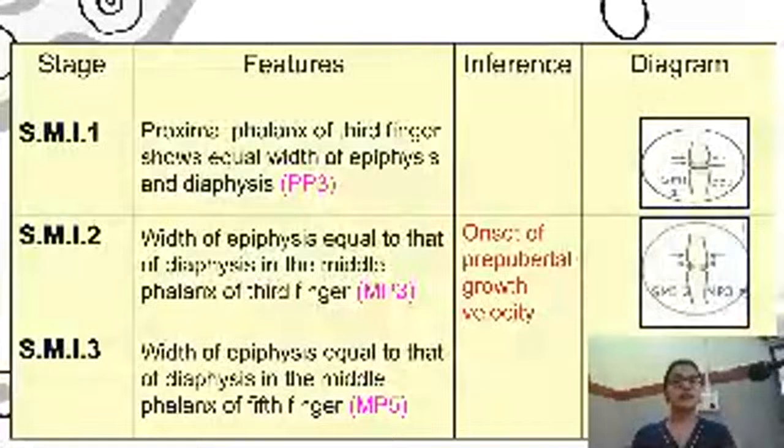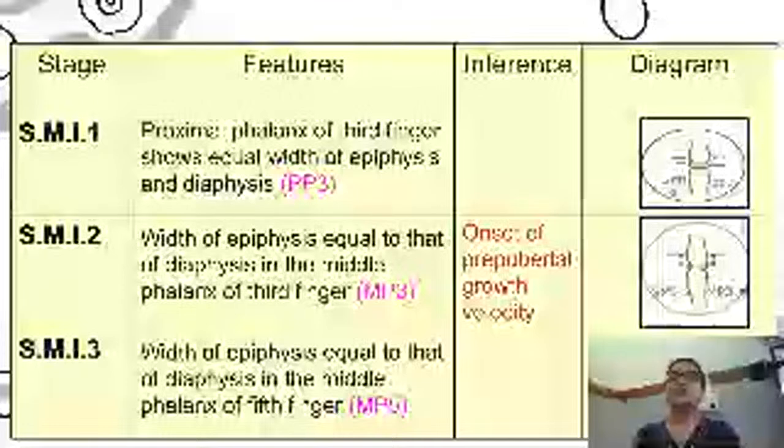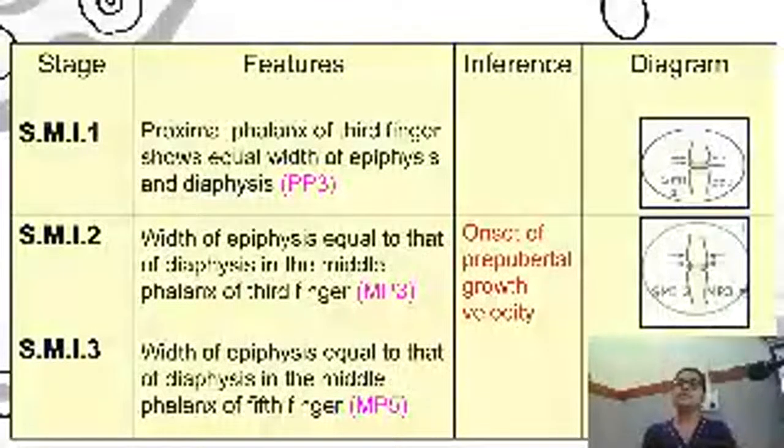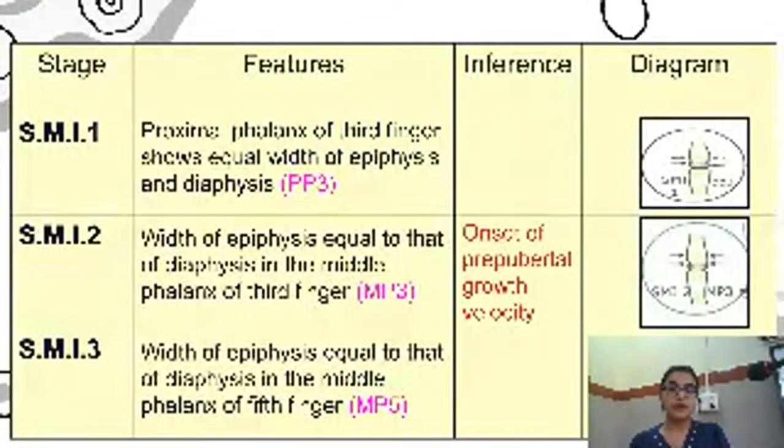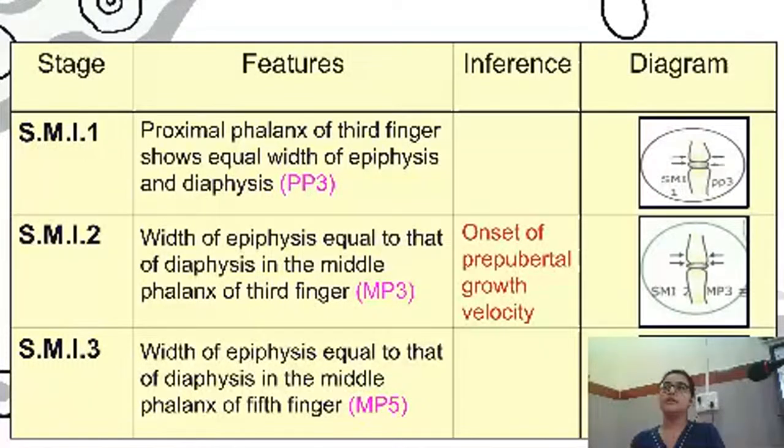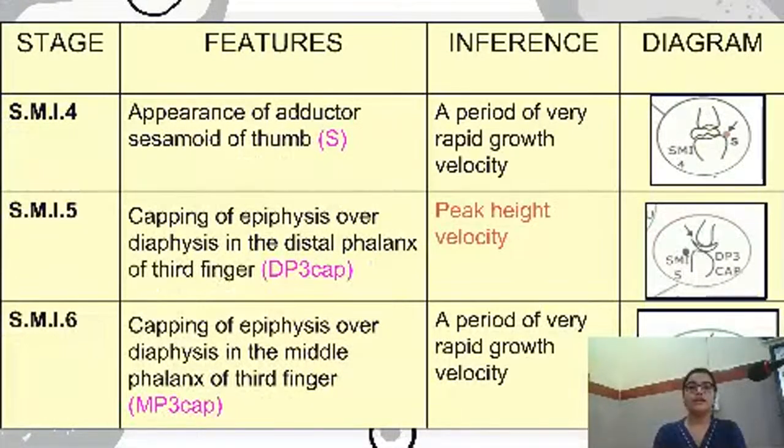In stage 1, the proximal phalanx of the middle finger shows equal width of the epiphysis and diaphysis. In stage 2, the width of the epiphysis is equal to that of the diaphysis in the middle phalanx of the middle finger. Then in stage 3, the middle phalanx of the fifth finger, that is the little finger, is equal. The epiphysis and diaphysis of the middle phalanx of the fifth finger are equal in width. In stage 4, there is appearance of the adductor sesamoid.